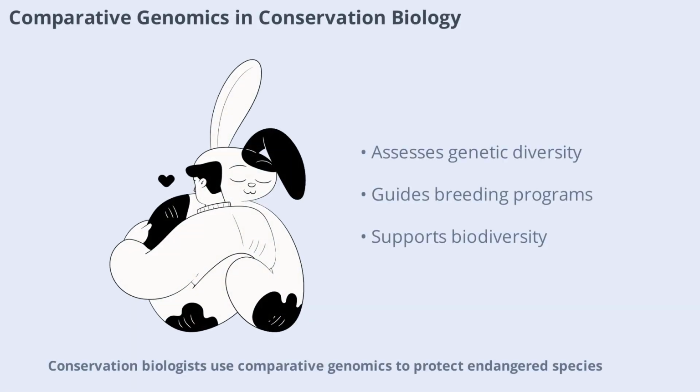Conservation biologists use comparative genomics to protect endangered species. By analyzing genetic diversity and population structure, scientists can develop strategies to maintain healthy populations and prevent extinction. This information guides breeding programs, habitat management, and reintroduction efforts, supporting global biodiversity.